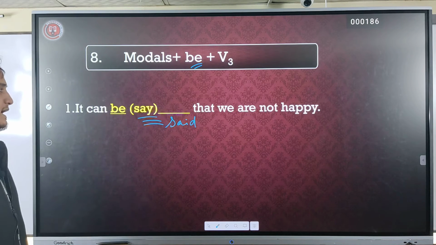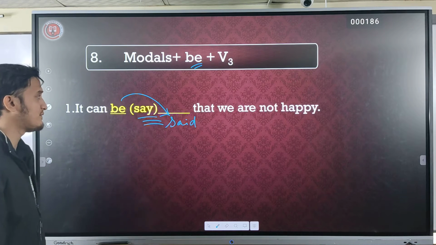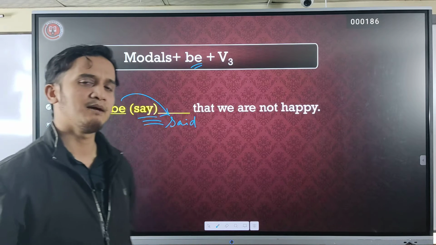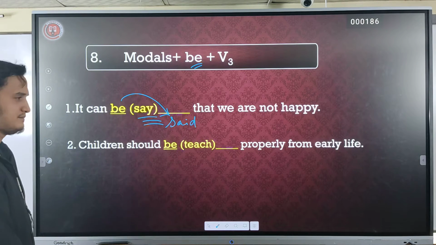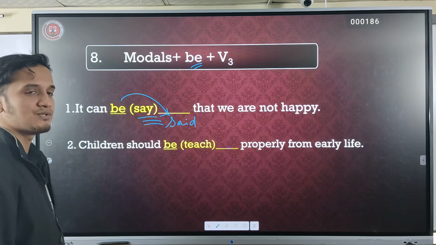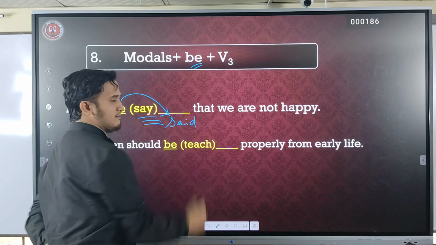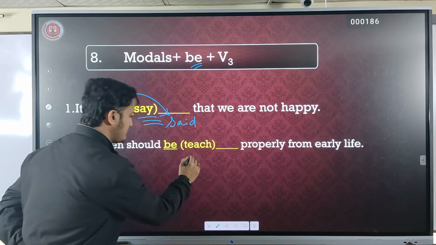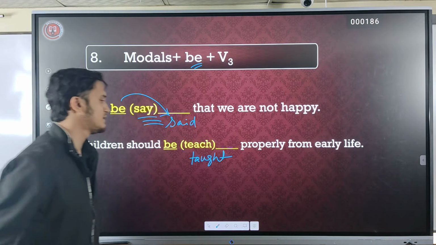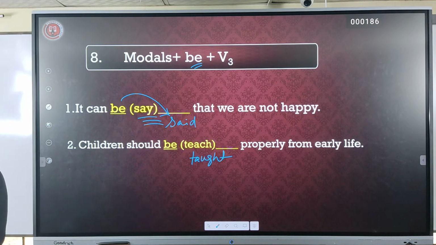Because of the word be, you have to transform this word into past participle form. Another example for you. Children should be. What can we write? You know, be, and then B3, that means past participle form. We can write taught. Children should be taught properly from early life.